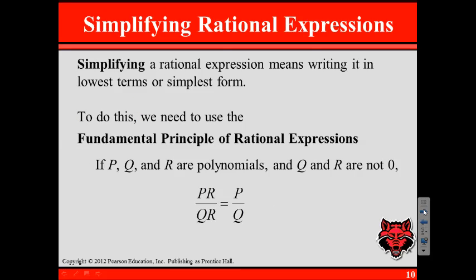Now let's talk about simplifying rational expressions. To simplify a rational expression means to write it in lowest terms or simplest form. To do this, we would use the same fundamental principle of rational expressions that we did in Module 1 when we were simplifying numerical fractions. Essentially, we want the same factor in the numerator and denominator, and then they will cancel out.